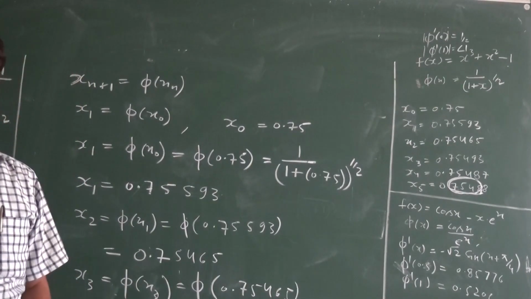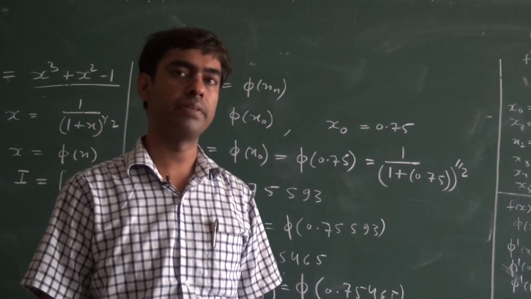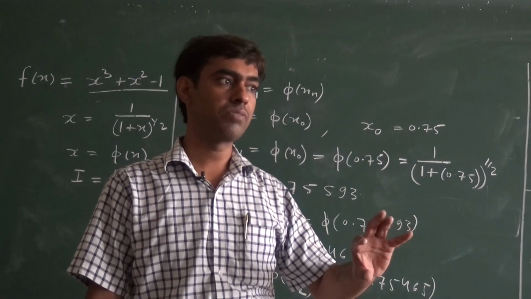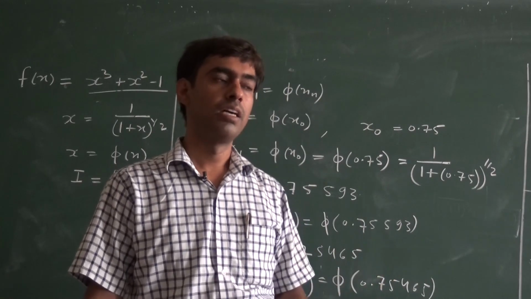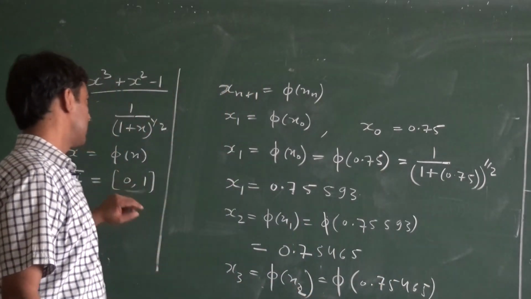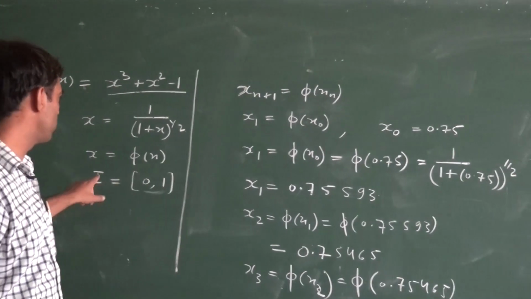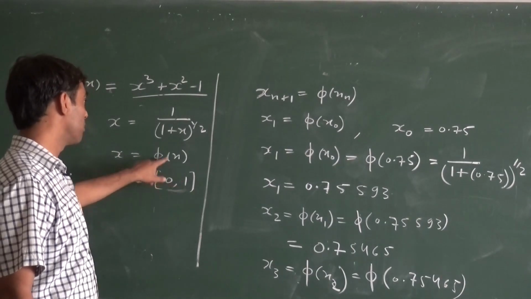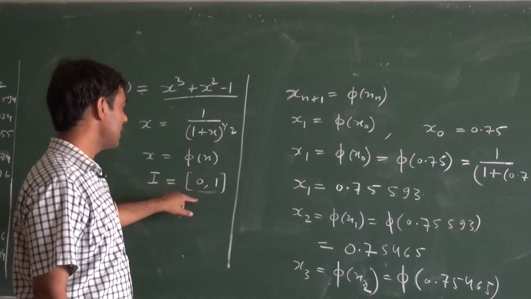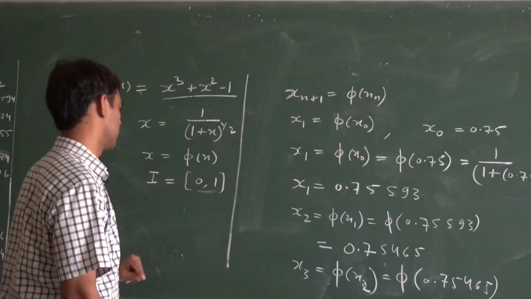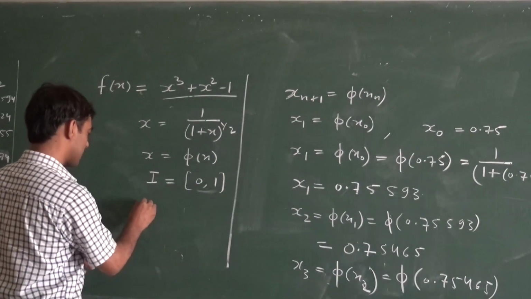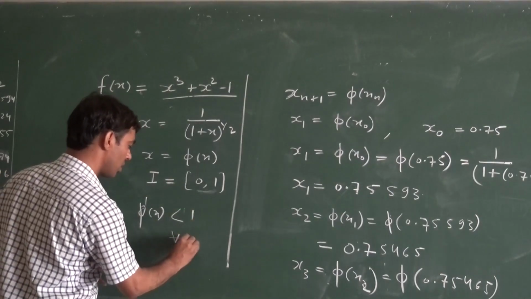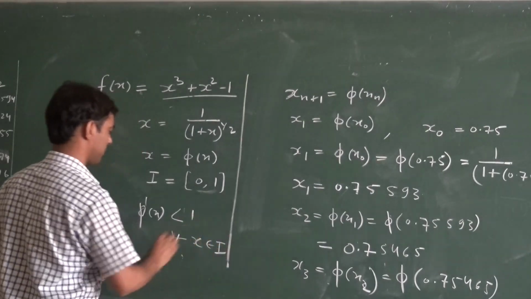So in the iterative method, first of all we decide what is the phi x, what is the form of phi x, what is the correct best phi x from which we are able to find the root. Then we choose a closed interval in which the root lies, and mod of phi dash x is less than 1 for all x belonging to I.